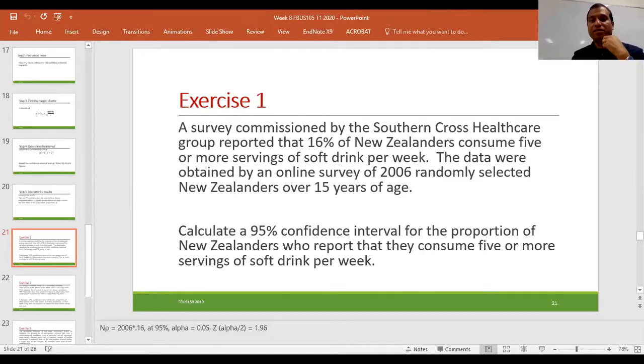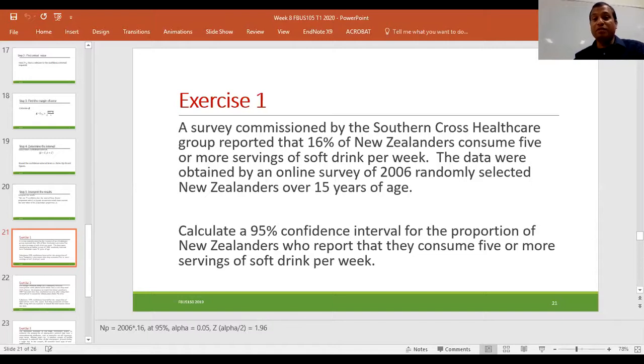A survey commissioned by some agency reported that 16% of New Zealanders consume 5 or more servings of the drink per week. 16%. A proportion is given. They are nowhere talking about the mean. So clearly you can think of this as a confidence interval estimate for the proportion, because the percentage is given.